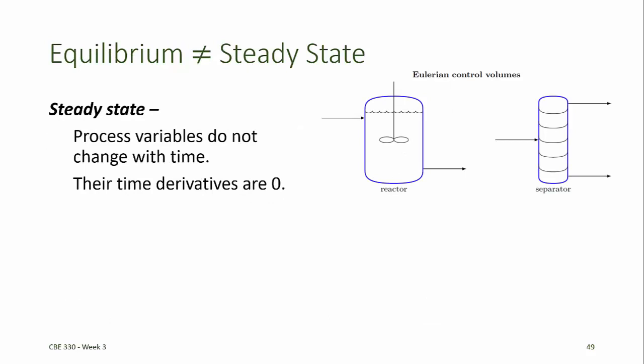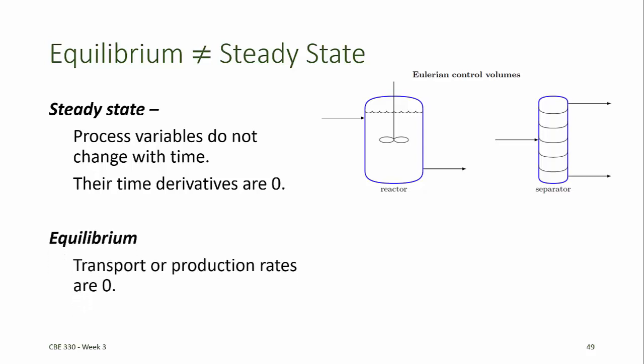Remember that the term equilibrium does not mean steady state. Steady state describes a situation in which process variables are not changing with time. That is, their time derivatives are zero. In equilibrium, transport and production rates are equal to zero. Steady state refers to a time derivative being equal to zero, whereas equilibrium refers to a transport or a production rate being equal to zero.